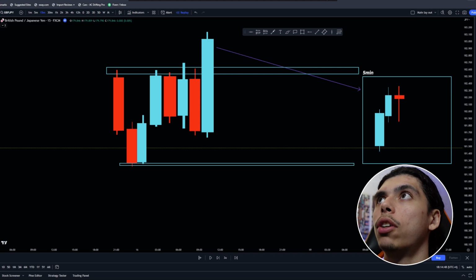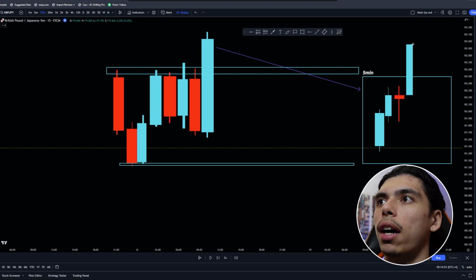What we need, but this is on the 5-minute, is for the next candle to make a bottom wick, flip, and break the high. Boom. When this breaks the high and leaves its bottom wick like this, that's your entry signal, which will be equivalent to breaking this high.